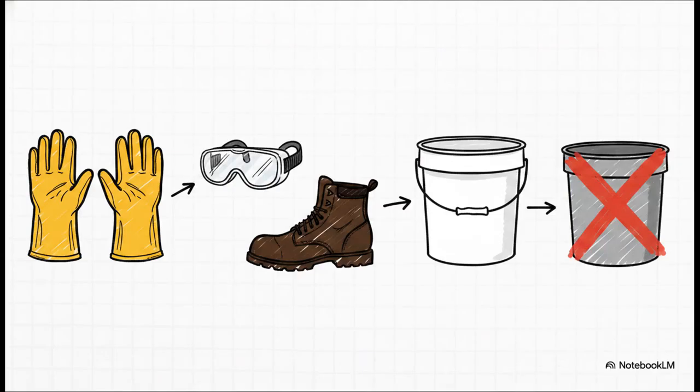Always. Before you even think about unscrewing that cap, you need your personal protective equipment. I'm talking proper acid-rated chemical gloves. Those standard yellow latex dishwashing gloves are definitely not going to cut it. You also need splash-proof safety goggles because a single drop in the eye can cause permanent damage. Make sure you've got closed-toed shoes on too. And when you're diluting, you absolutely must use a 5-gallon plastic bucket. No metal. Muriatic acid will corrode metal right on contact, so plastic is mandatory.